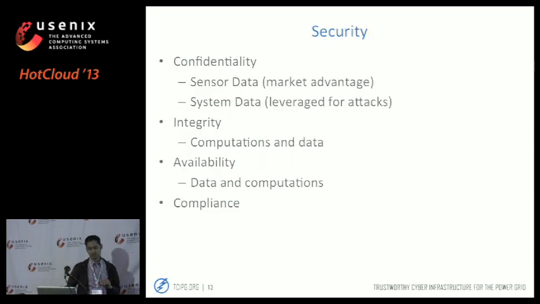So I'll quickly go through some of the issues. Confidentiality: we talked about the market advantage that Enron gained. System data could be leveraged for cyber attacks if you know the system specifics. Then there is integrity of computations and data. When I run a control algorithm or an operational algorithm in the cloud and get the results back, how do I know I can trust these results and make a control decision based on them? These are not different issues, but I'm trying to put them in the context of the power system.